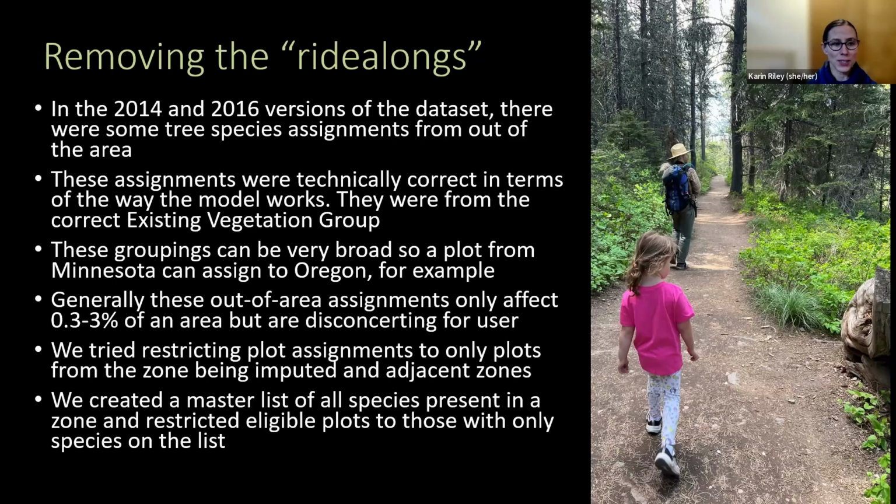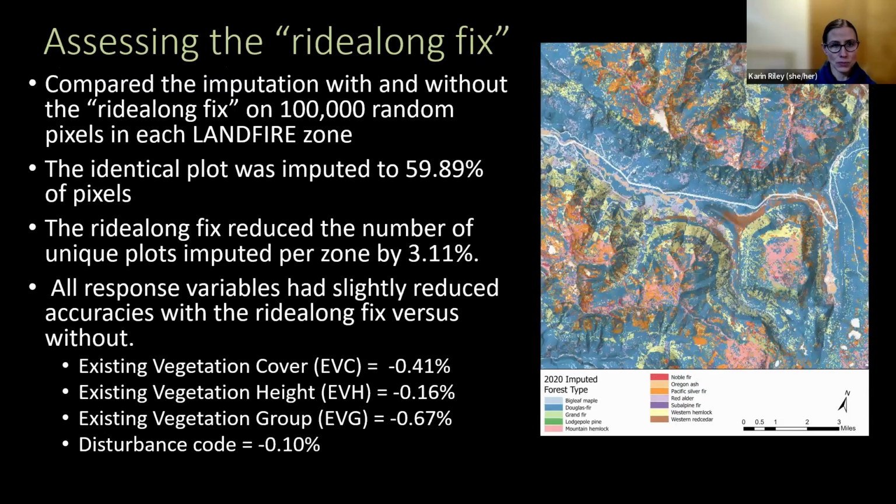So we've tried a fix for this where we tried restricting plot assignments to only plots that appear in the zone being imputed in adjacent zones. And we also created a master list of all species present in the zone from looking at the FIA plots. And we restricted eligible plots to those with only species on the list. So let's see how this worked.